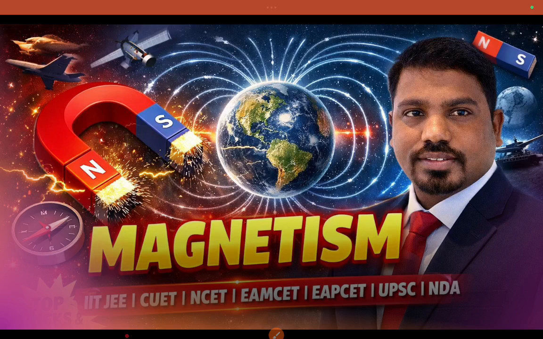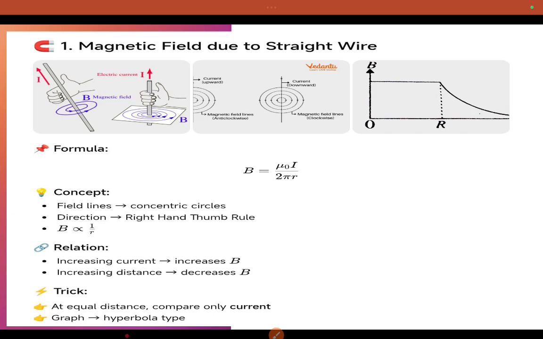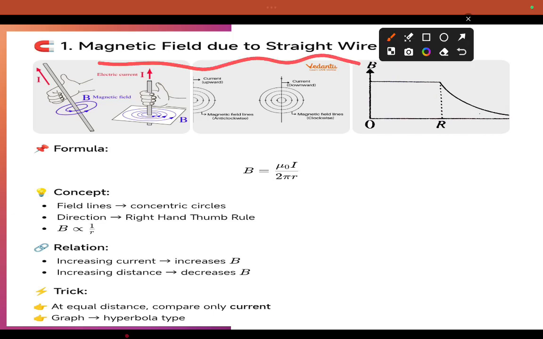So with your permission, I want to start with a few key points. Then after that I will go with some important questions. The concept is magnetic field due to a straight wire. I'm just giving some important formula concepts. After that, I will go to the questions. I don't want to waste your time, I'm just revising the concept. After that, we will see MCQ questions from your examination point of view.